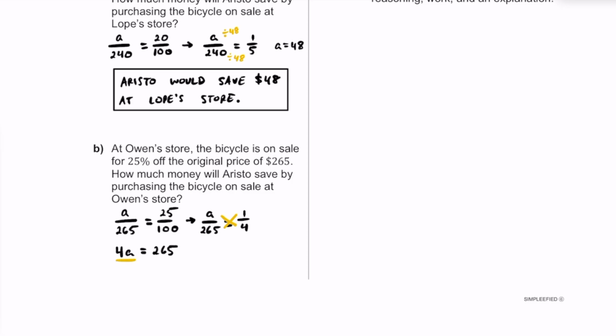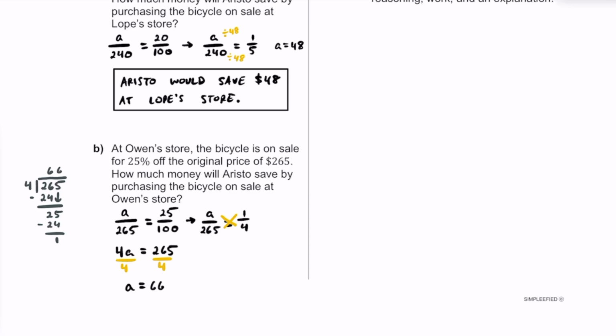Let's go ahead and just use the division property of equality and divide both sides by 4. We know this isn't going to go in nicely, but that's okay. We're going to say A is going to be equal to, and let's go ahead and just do some long division on the side here. So we're going to say that A here is going to be 66 1/4.